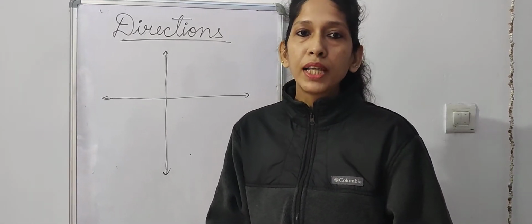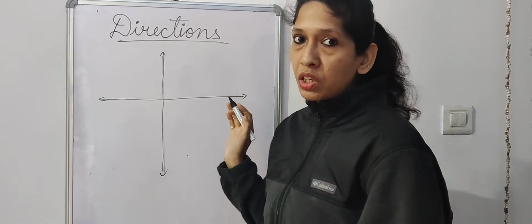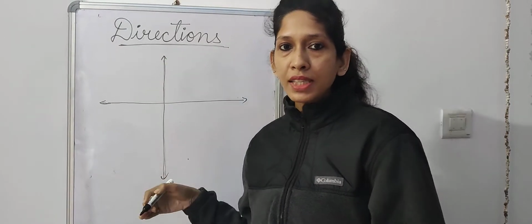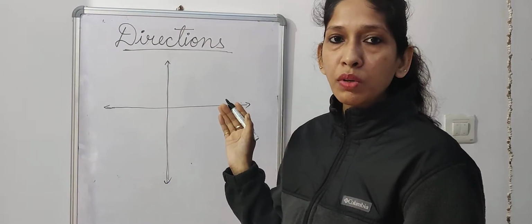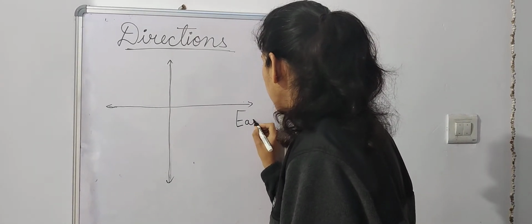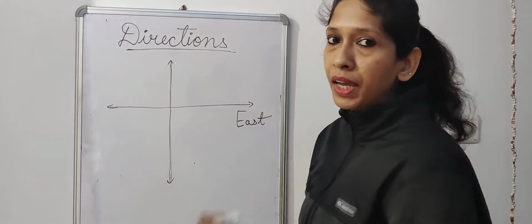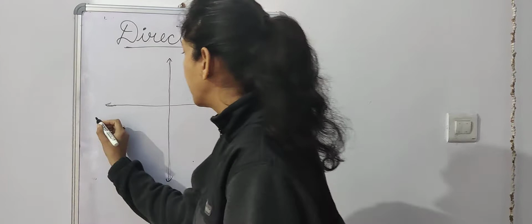As we all know, there are four main directions. They are east, west, north and south. When we face the board side, the east will always be on the right hand side. So we will write east on the right hand side. And when we face the board side, the west will be on the left hand side.